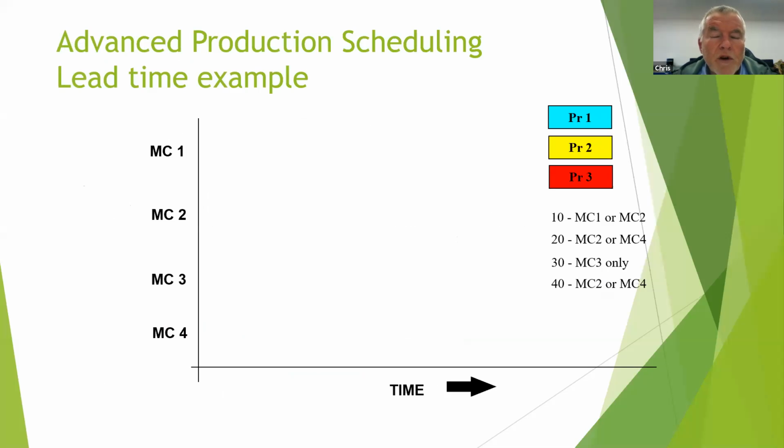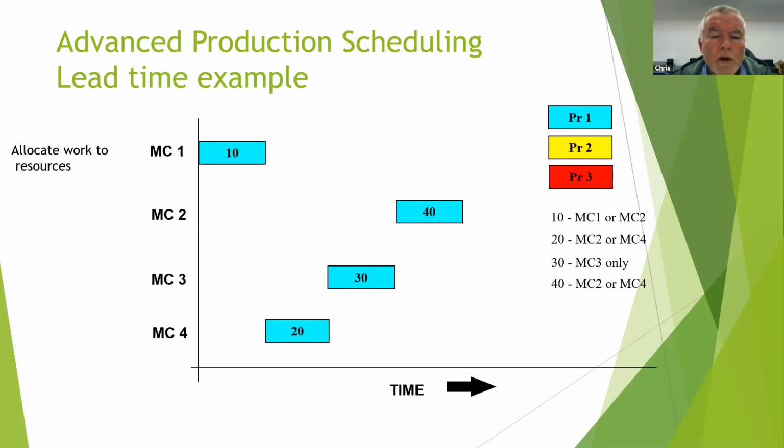So I have 3 orders, a blue order, a yellow order, and a red order. Each order goes through 4 operations, and you can see it's machines 1 and 2 for operation 10, machines 2 and 4 for operation 20, and so on. I've got some business rules, and so I take the first order, the blue order, which is priority 1, and I schedule that. I allocate the work to resources, and I use up some capacity in the plant. Then I take the yellow order and I schedule it.